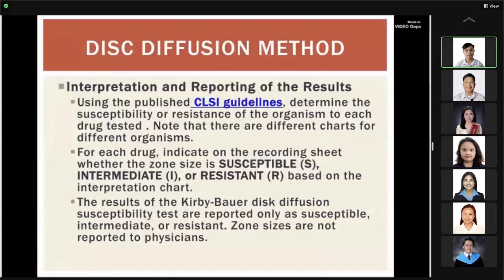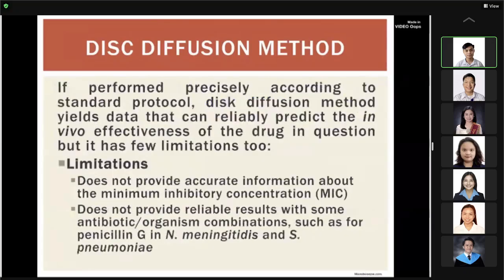So how do we interpret it? Using the CLSI guidelines, we determine the susceptibility or resistance of the organism to each drug tested. There are different charts for different organisms. They have different breakpoints. So for each drug, we have to indicate on the recording sheet whether the zone size is equivalent to a result of susceptible, intermediate, or resistant. There is a chart for each organism.